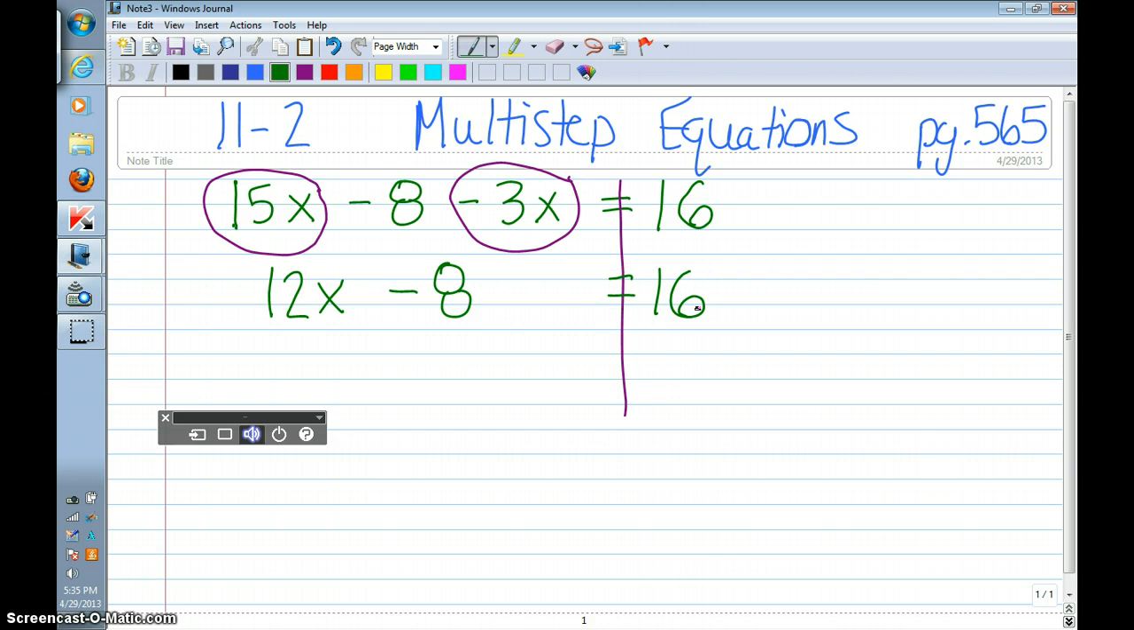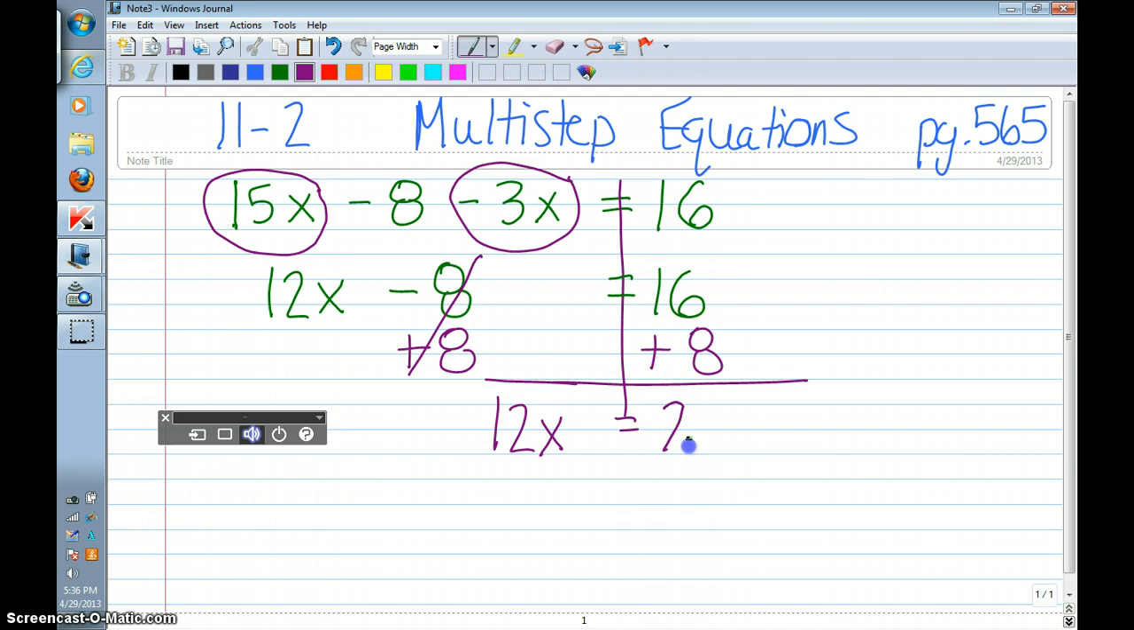And then we just use SADMAP. Remember, we want to keep the variable there, so we want to get rid of everything besides the variable. So instead of minusing 8, I'm going to add 8 to both sides. On this side, I have a 12x. Go ahead, do that math, double check. You should be left with 24.